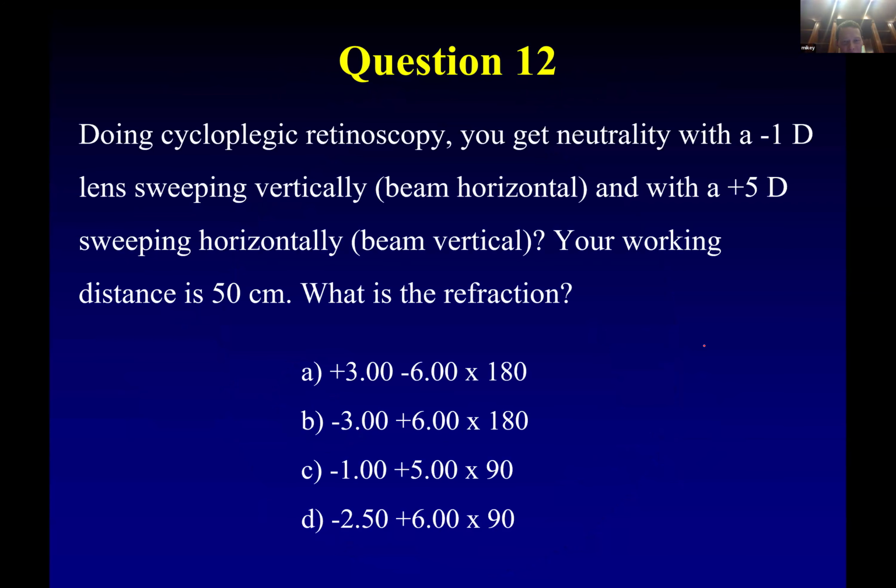This is much more likely what you're going to get on the OCAT exam. So let's try this one. So question 12, doing cycloplegic retinoscopy, you get neutrality with a -1 diopter lens sweeping vertically with a horizontal beam, and a +5 diopter lens sweeping horizontally with a beam that is vertical. Your working distance is 50 centimeters. What is the refraction? This is more like a minute type question, so give this one a shot.